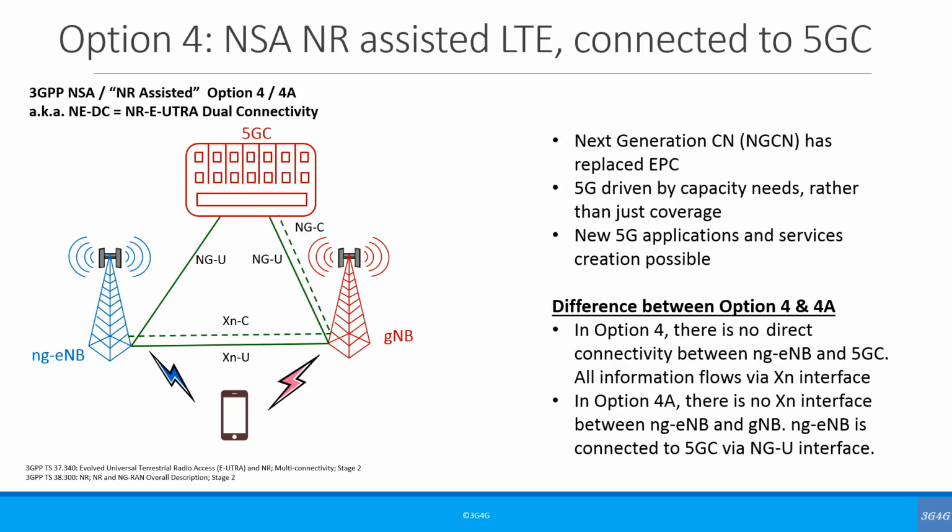So if you remember, when we discussed option 7, we discussed that the only difference with option 3 was that the core was replaced from EPC to 5G core. In this case, it's the same as option 7, but in option 7 LTE was master and 5G was secondary. In this case, 5G new radio is the master and LTE is secondary.